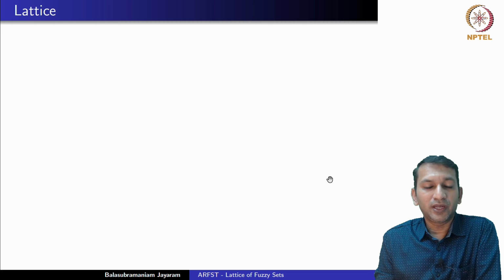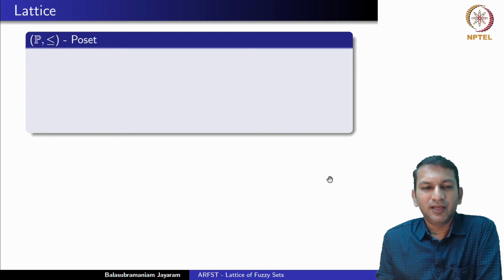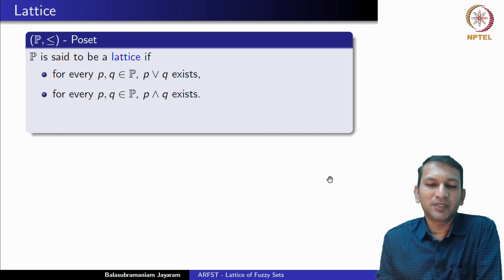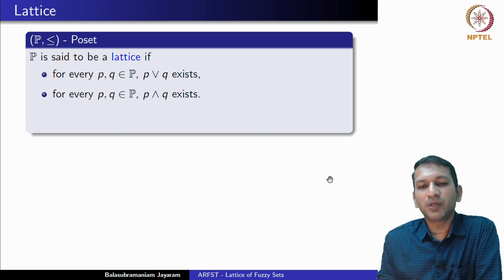Now we are in a position to discuss lattices, which are special types of posets. Let P be a poset. We call it a lattice if for every pair of elements the supremum exists. Similarly, for every pair of elements the infimum also exists. That is, for every pair of elements both the infimum and the supremum exist.